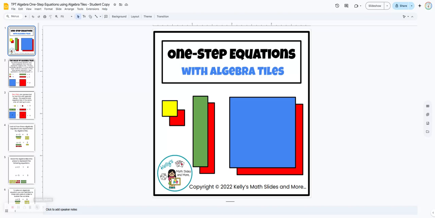One-step equations with algebra tiles. This is a digital lesson, so students are able to move these tiles around their screen in order to solve one-step equations.